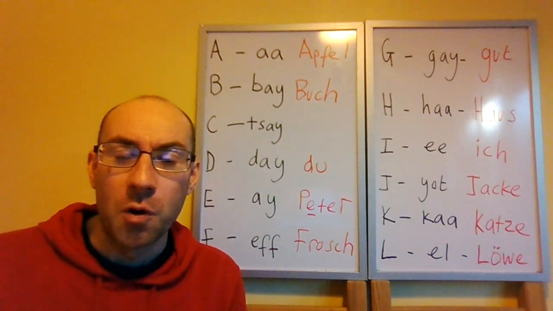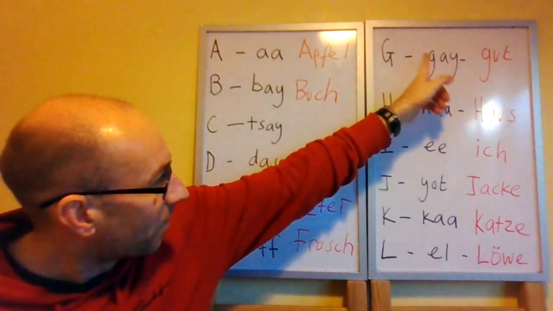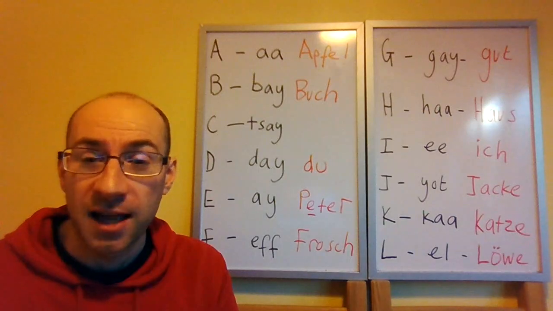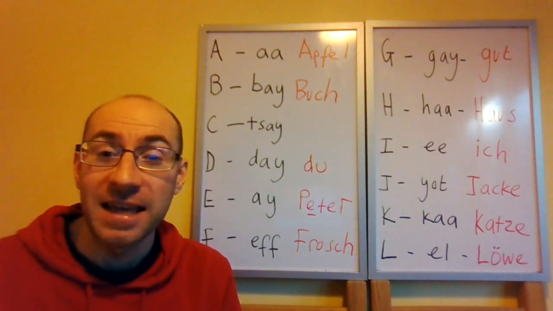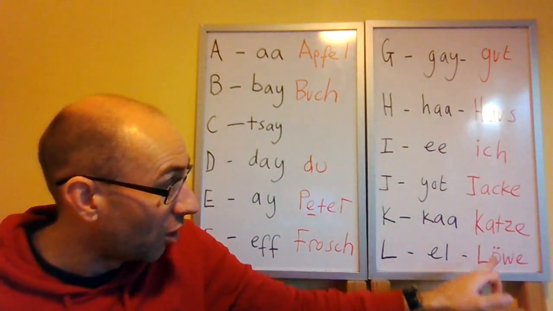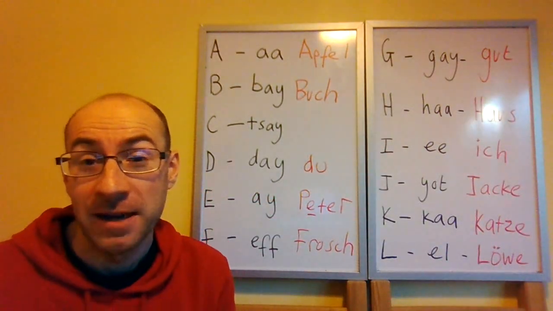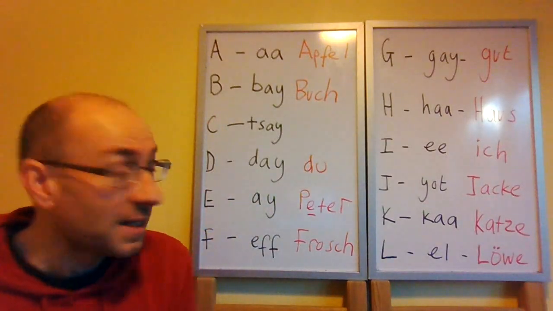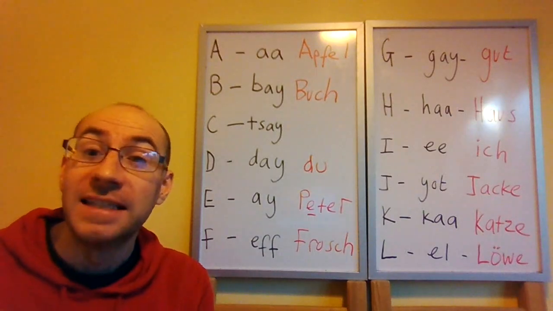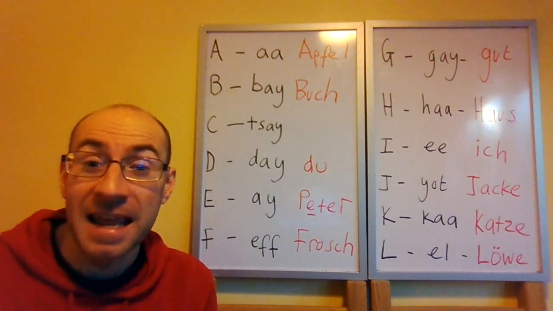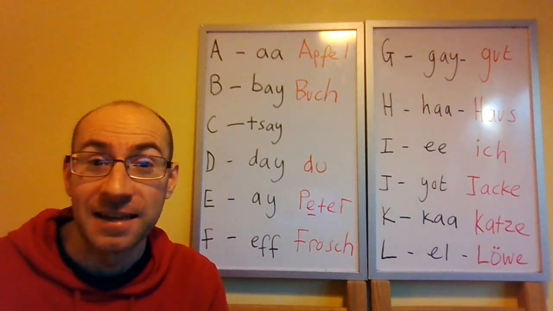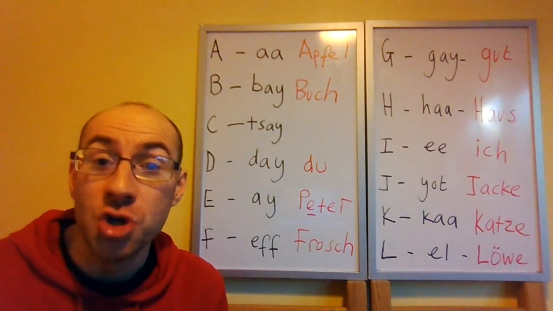Let's just go through those letters again. So these are the names of the letters. G, H, I, J, K, L. That's the real sound of it. Alright? So, let's do them all together now, guys. A, B, C. D, A, F. G, H, I. J, K, L.